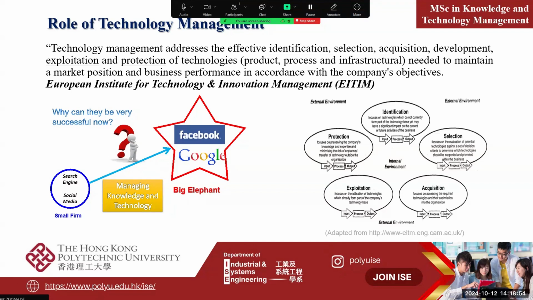And then what is the focus of technology management? Maybe you ask a question. Basically, it's very simple. The first thing is that you need to have a scientific approach to know how to identify good technology, because not every technology can grow into a very successful business.